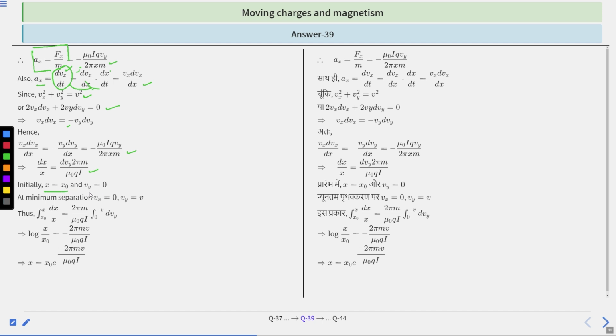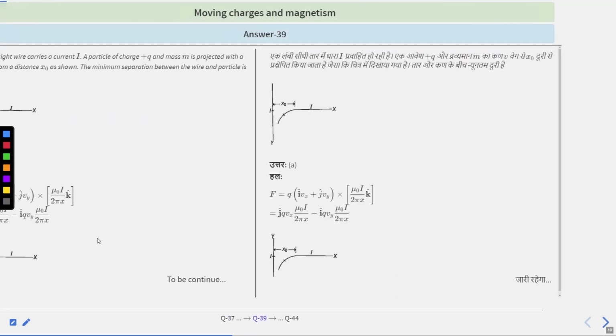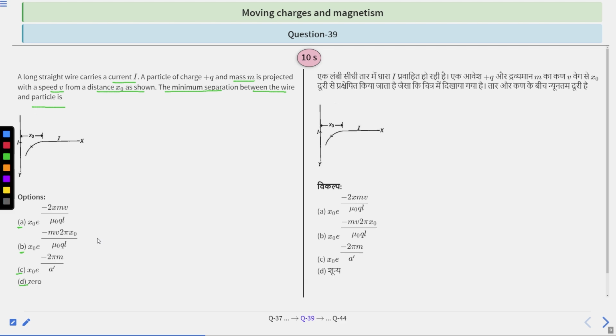Initially x is equal to x naught and vy is equal to 0. Putting this in, at minimum separation vx is equal to 0 and vy is equal to v. Putting this into the integration, the integral from x naught to x of dx divided by x is equal to 2 pi m divided by mu naught q I, times the integral from 0 to minus v of dvy. Solving this term, you will get x is equal to this. This is only a mathematical step. After solving, you will get this. Clear? So the correct answer is A.